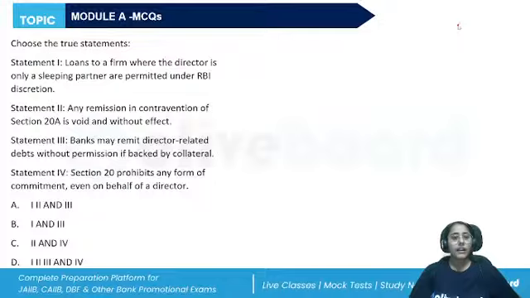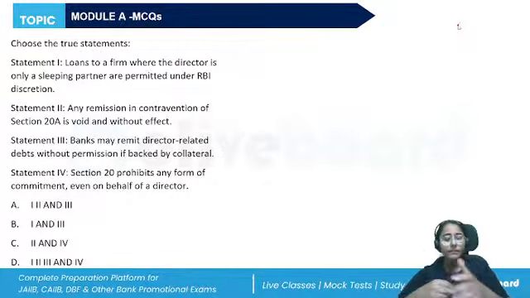Okay. Now choose the correct statements here. Loans to a firm where the director is only a sleeping partner are permitted under RBI's discretion. Any remission in contravention of Section 20A is void and without effect. Banks may remit the director related debts without permission if it is backed by collateral. Section 20 prohibits any form of commitment even on behalf of a director.